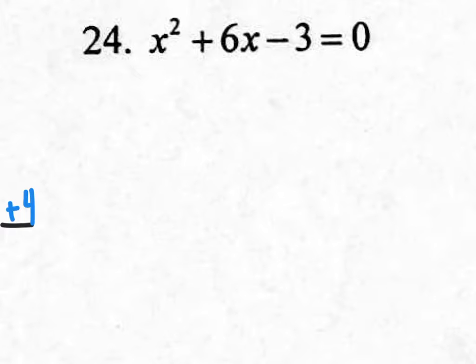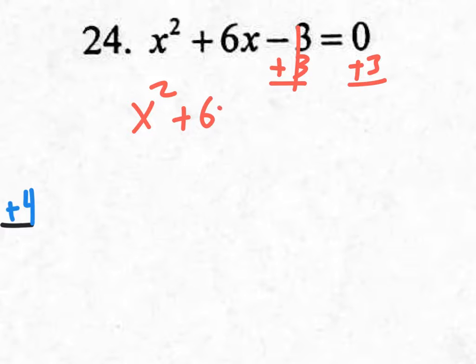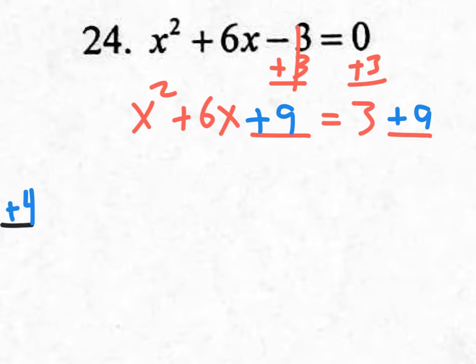First thing to do is to make space for your new c value. The a value is already 1, so let's make some space for the new c value. We're going to have x squared plus 6x, blank spot, equals 3 with the blank spot over here also. And then I want to look at my b value, which is positive 6. And then I'm going to divide that by 2 and then square it. Half of 6 is 3, and then 3 squared is positive 9. So I need to add it to both sides to maintain the balance.